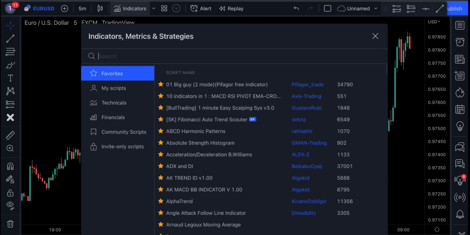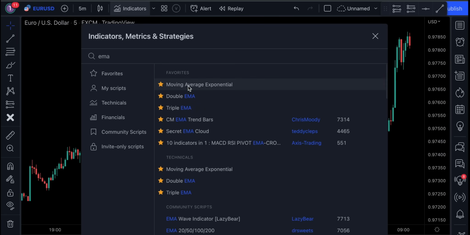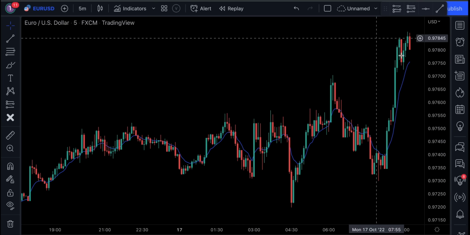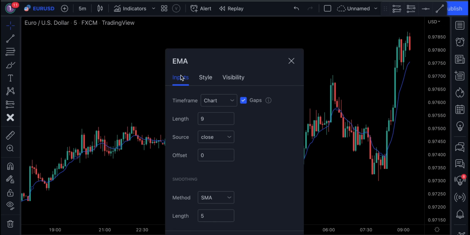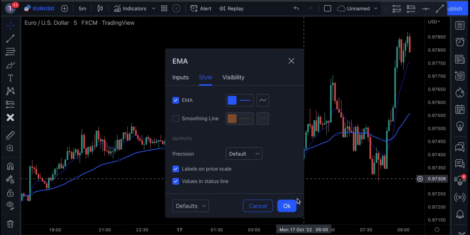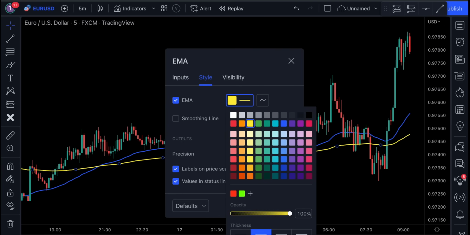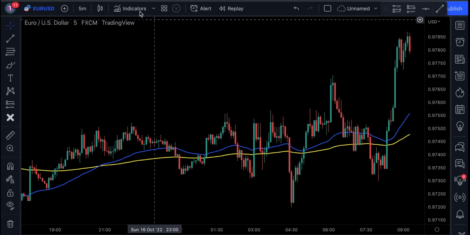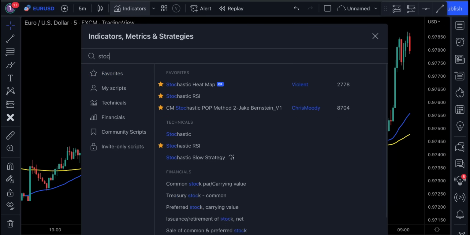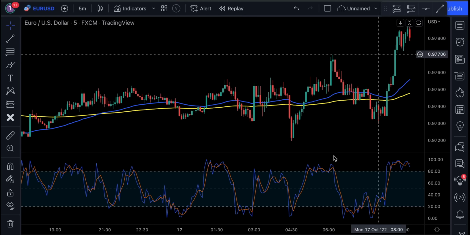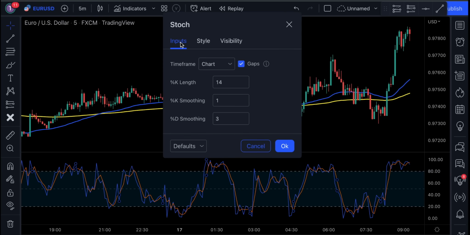For the first indicator, let's search for exponential moving average and add 2 of them to the chart. Now let's double click on one of them and change its length from 9 to 50. The second EMA will be set to 150. For the second indicator, let's add a regular stochastic. In the input section, you will need to change all the parameters to 5.